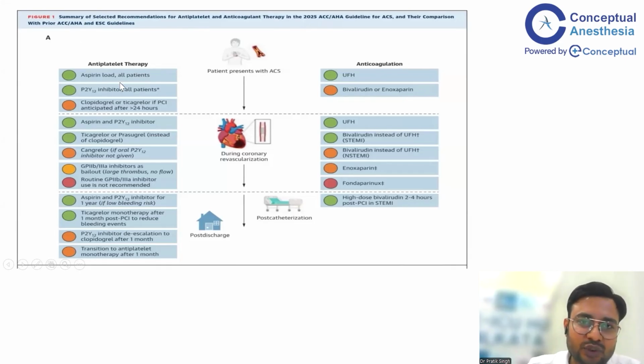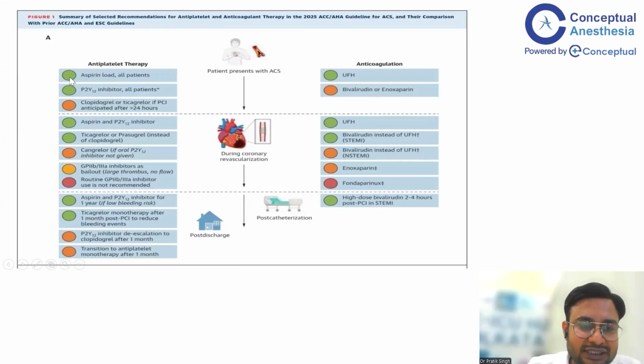The answer is no, you have to give both, because these have two different mechanisms, and depending on the patient's condition, you have to start it. So a patient has acute coronary syndrome, you have to load the patient with aspirin, 75 milligram tablet, 4 tablets, and you have to give some P2Y12 inhibitor. That is, we commonly give clopidogrel or some other drug.